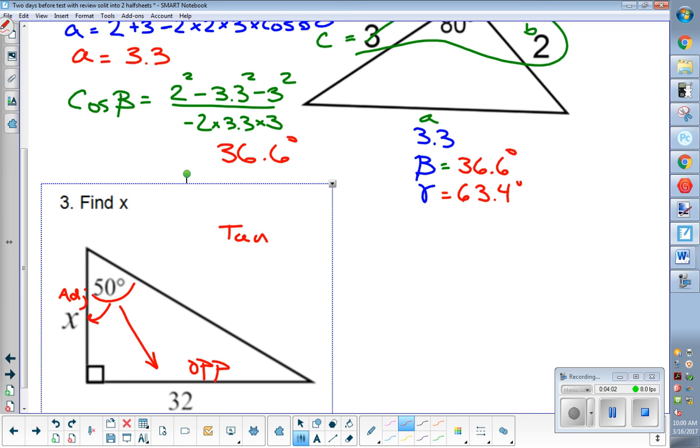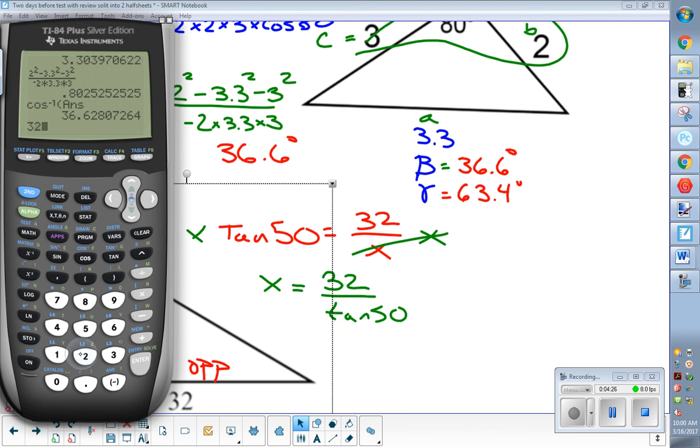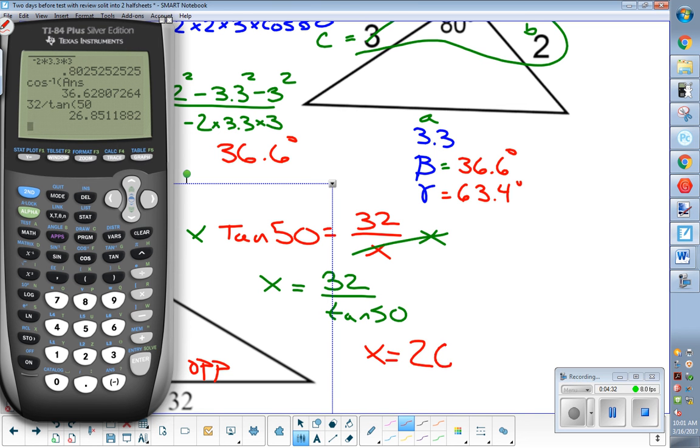Tangent of my angle equals the opposite, 32, over the adjacent. I want to get x by itself. So Brando, what am I going to do? Multiply by x, and then what? Divide by tangent of 50. So in his calculator, he's taking 32 divided by tangent of 50. Type it in, hit enter. X is 26.85.